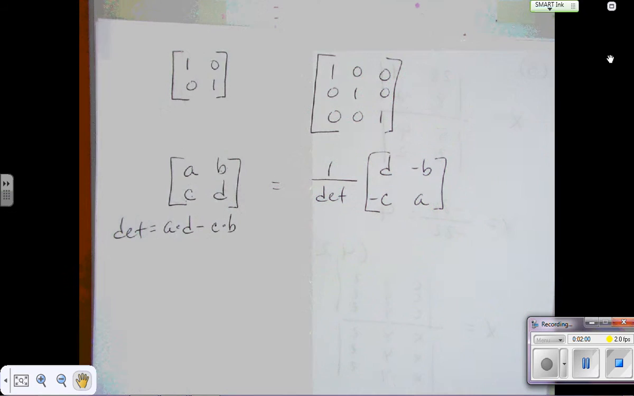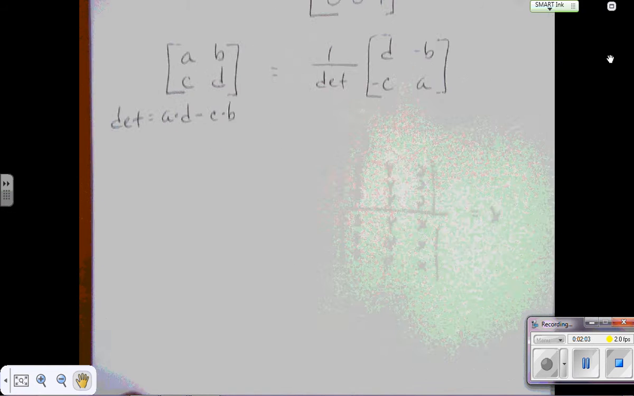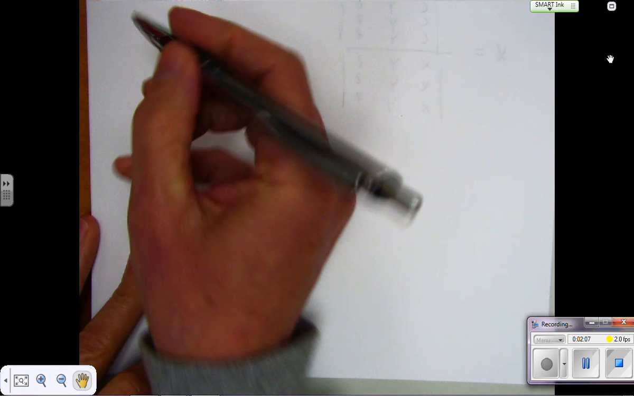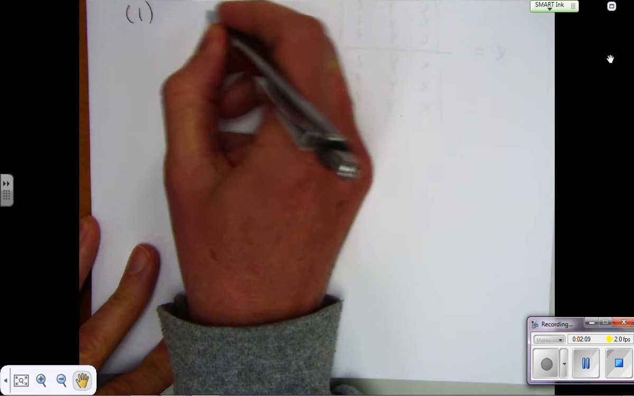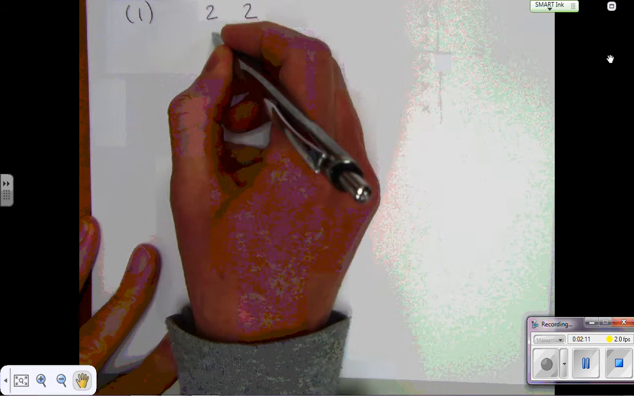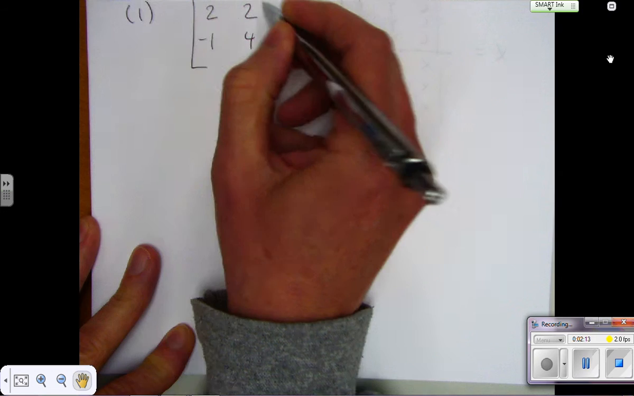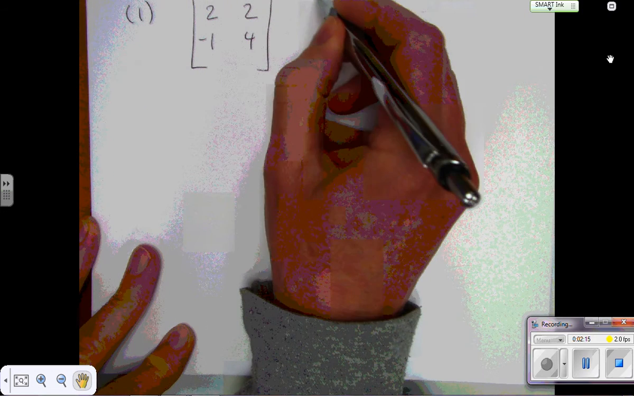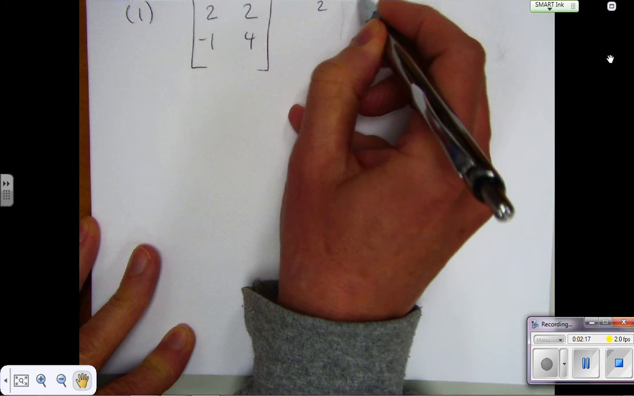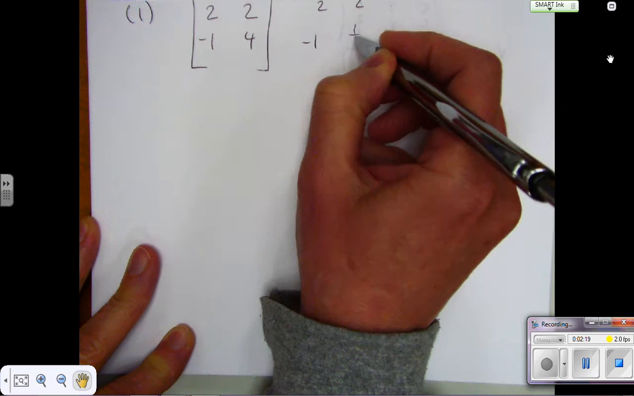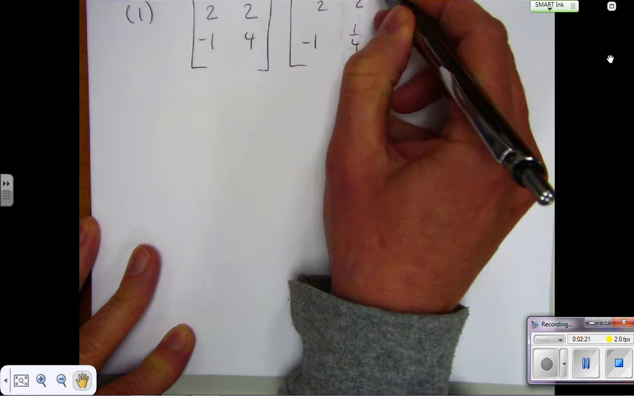So let's look at number 1. Number 1, it wants you to determine if the following are inverse matrices. So it's just a yes or no question. And they give you 2, 2, negative 1, 4, and 1 half, 1 half, negative 1, and 1/4 for the other matrix. So I'm going to multiply these together.